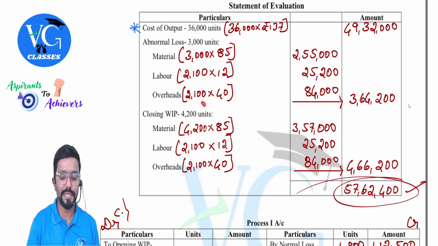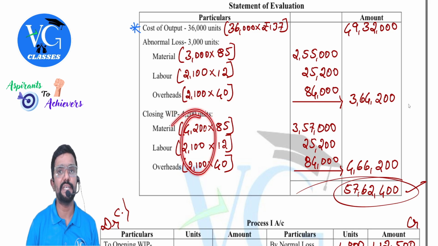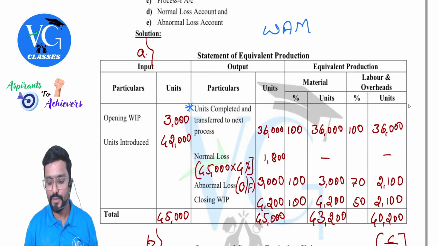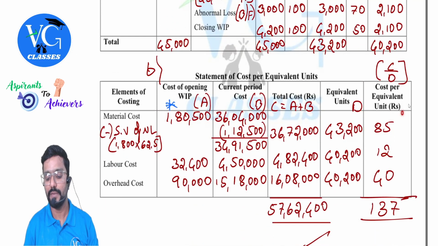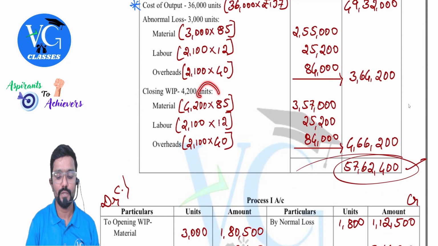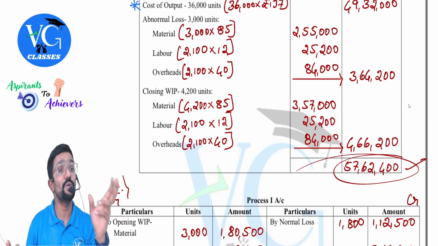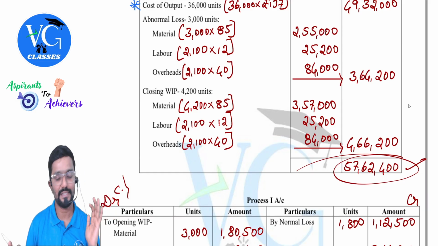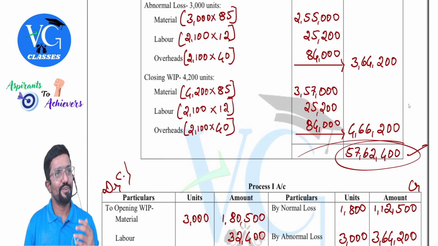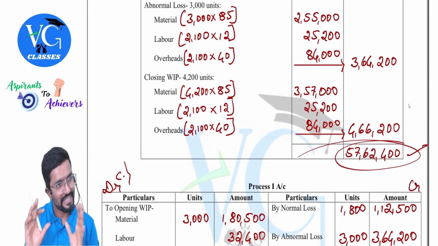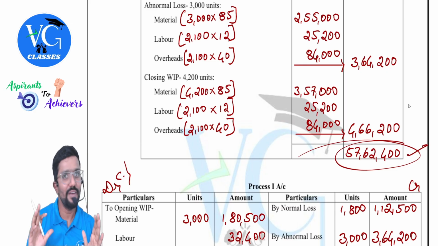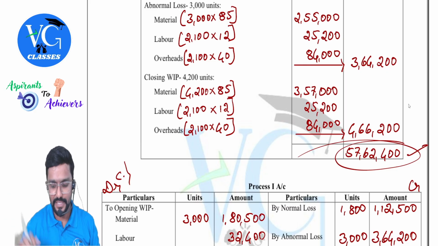Then coming to closing WIP, actual units is 4200. But I need to take equivalent units here. What are the equivalent units, sir? 4200, 2100. Multiply it with the respective cost. 4200 into 85, 2100 into 12, 2100 into 1. Clear. Guys, here my intention is not to solve the question. I am explaining how to apply the concept. Because if you know the concept and how to apply it, that is more important for you now. Solving questions we will take care of separately.